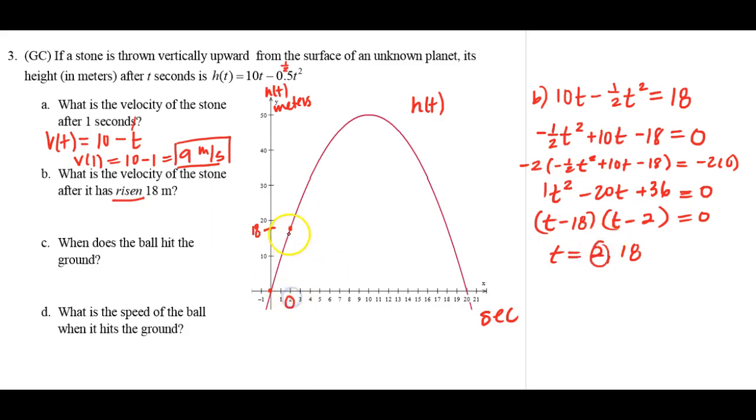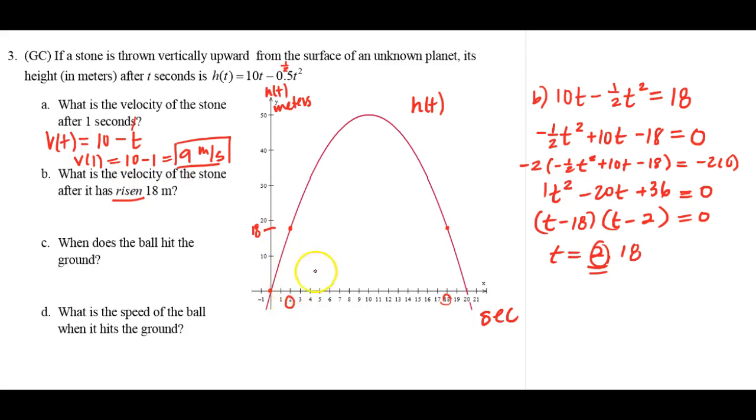So right here at 2, that's the first time that the stone is going to reach a height of 18 meters. Then it's going to keep going up, reach its maximum height, and then turn around and come down. And it looks like at 18, it's going to reach that height of 18 again. So the time that I'm interested in, although there are two times when the height of the stone is 18 meters, I'm interested in when the stone has risen 18 meters. So I'm interested in time 2.